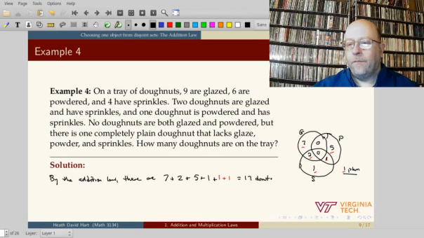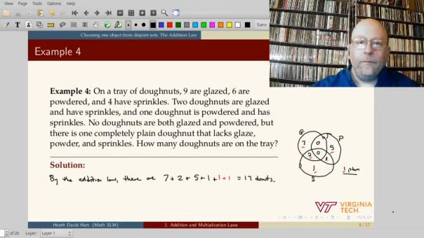Okay. We have identified disjoint sets, and now we can just add them together. Because we have separated, for example, the donuts with sprinkles into ones with sprinkles only, sprinkles and glaze, sprinkles and powder. And that separation was important here. All right.